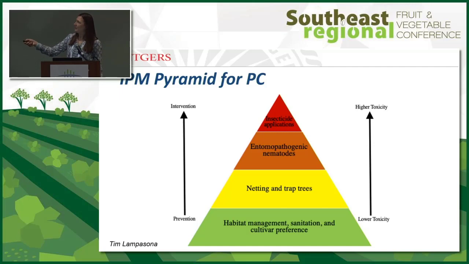So the next step is entomopathogenic nematodes, which I will talk about in a little bit, and then insecticide applications. So what I'm going to focus on is how we can better integrate some of our IPM tools that are still invasive. Insecticides are still our primary way of controlling Plum curculio, but can we do that in a better way?